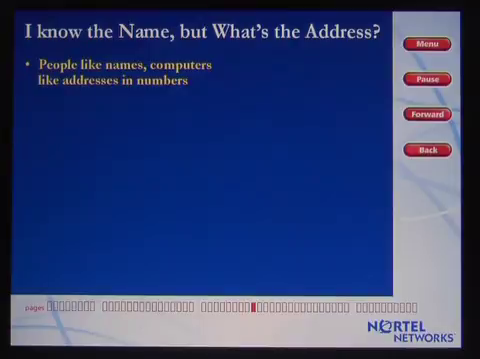As we have already indicated, people like to reference locations using names, often with associated meaning to the type and place where the location resides. Computers, on the other hand, like addresses in the form of numbers.